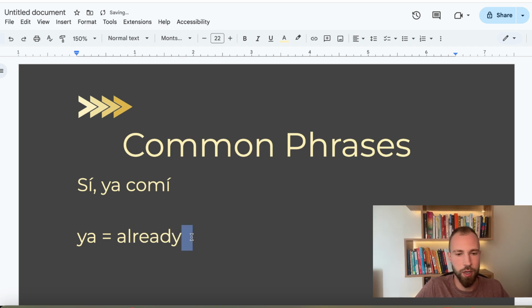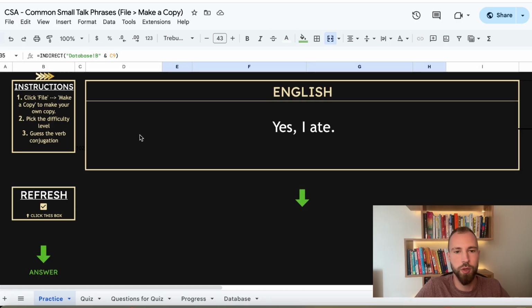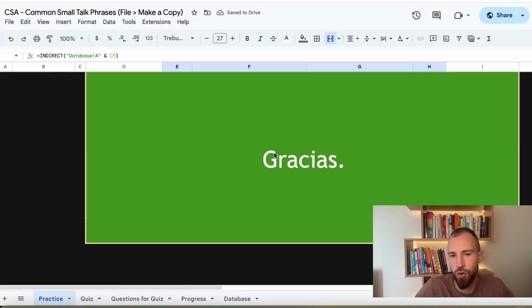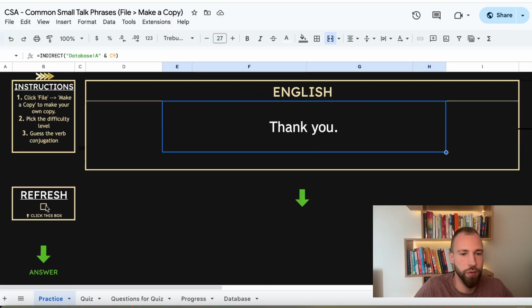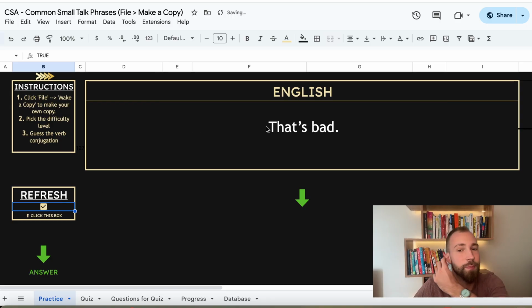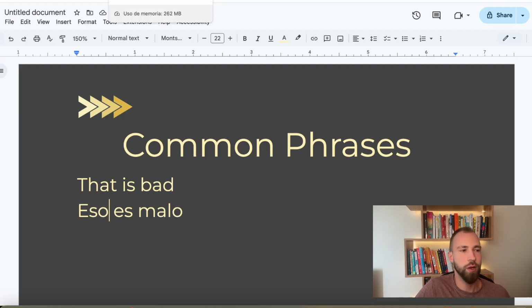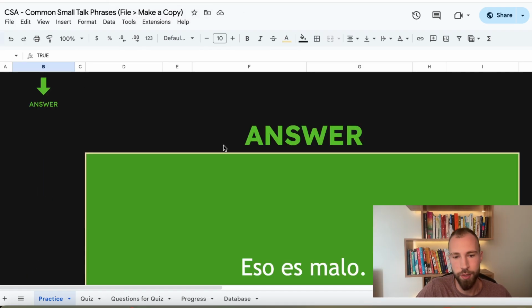Okay, next one. Let's erase this and go into the next one, and it is thank you. You probably already know that this is gracias. There's no breakdown there. That's just pure memorization of vocabulary. That's bad. So that is bad. Three words, that is bad. So you just have to know the vocabulary here. That is eso, is, es, bad, malo. So you just have to know the words. Of course in learning a language there's going to be memorization of vocabulary.